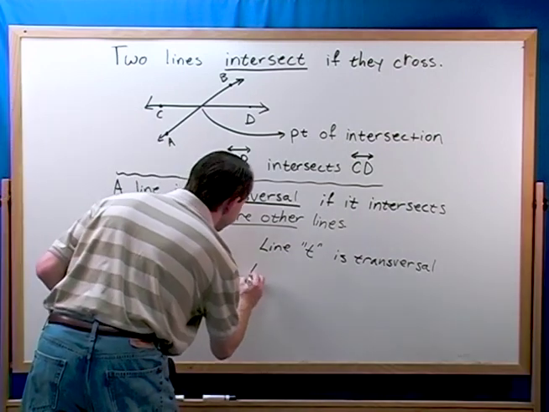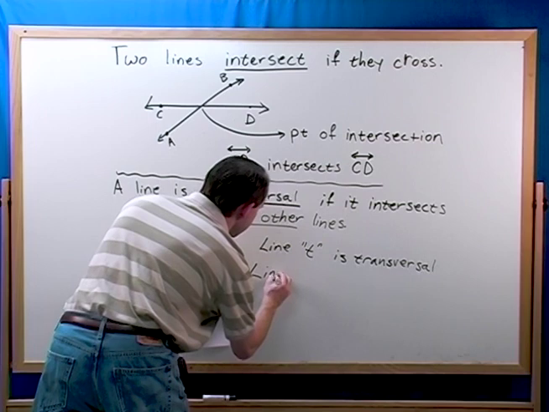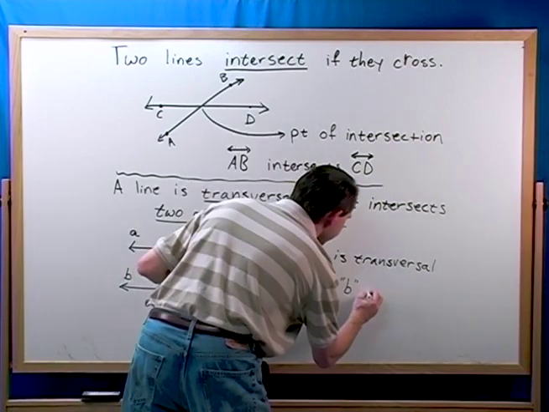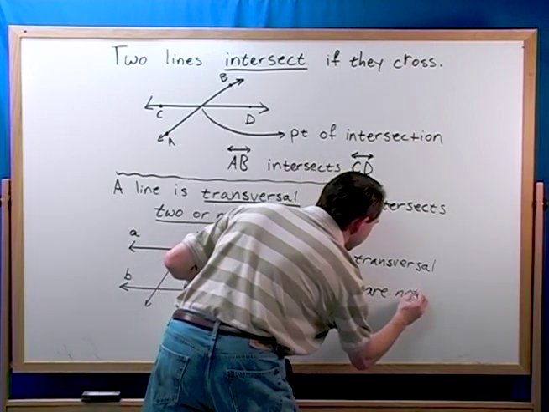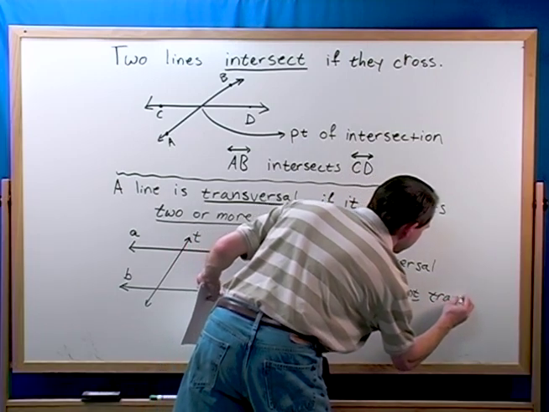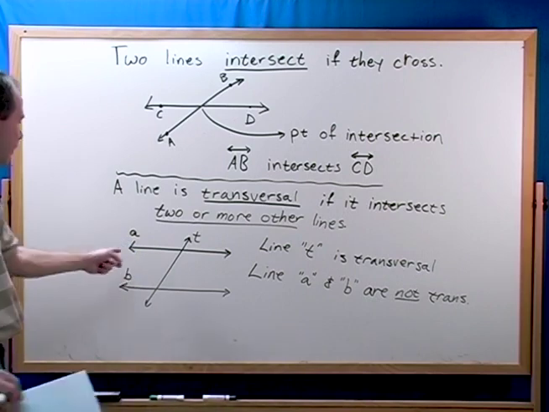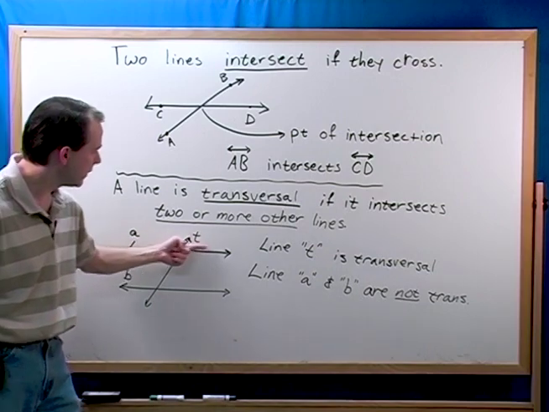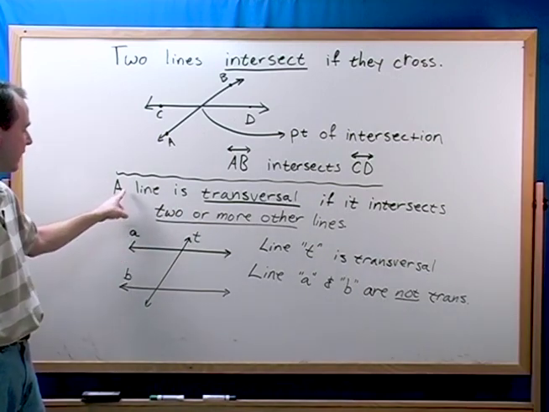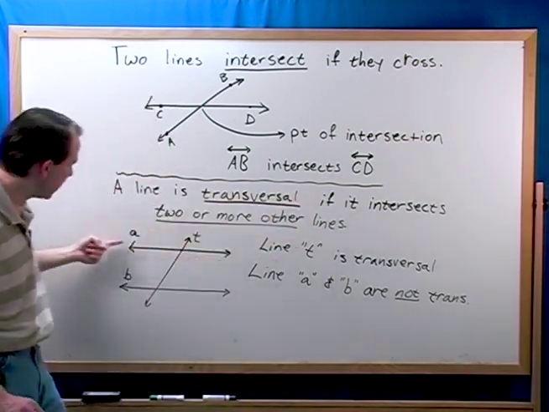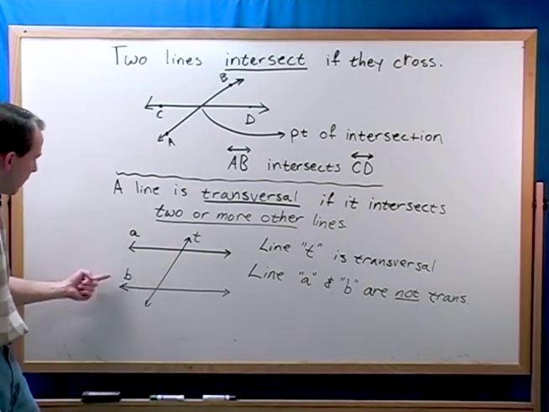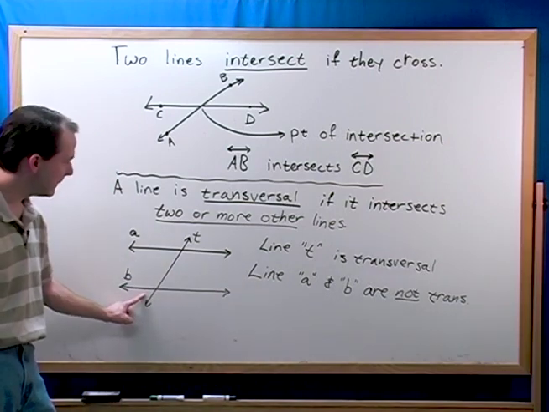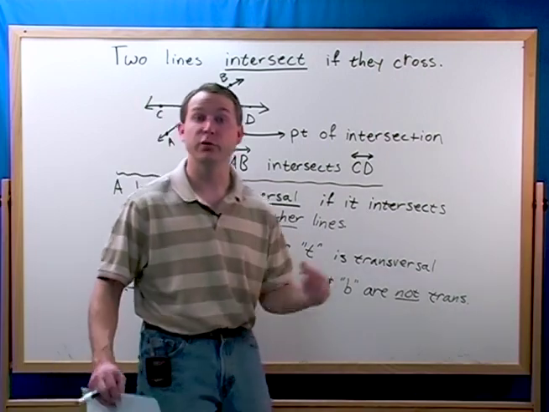And then, just to close the loop a little bit for you here, line A and line B are not transversal. I'm just going to abbreviate it transversal, okay? The reason line A and B are not transversal is because you look, how many lines does line A intersect? Well, it intersects this one line and that's it. But that doesn't make it transversal. A line is only transversal if it intersects two or more other lines. Line A only intersects the one line here, okay? Line B only intersects line T, only one line, so it's not transversal either. Only line T is the one that's transversal because it actually cuts through two other lines, okay?